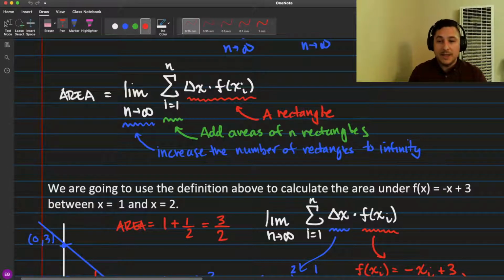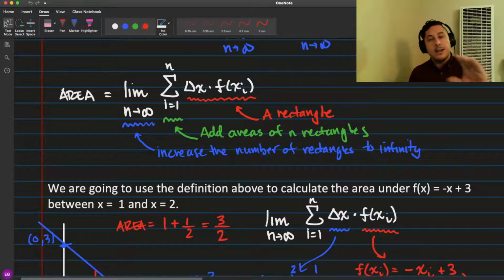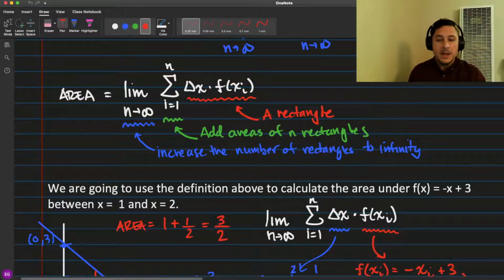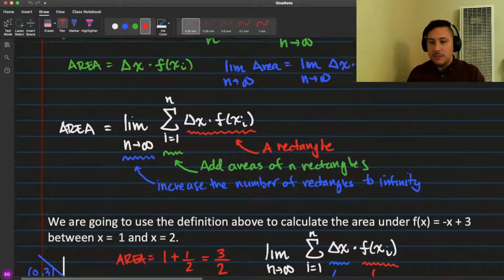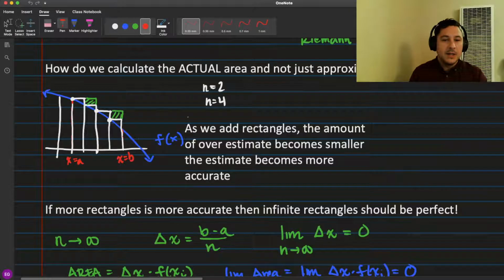We start off with a rectangle that's here in red. There's those rectangles. The sigma here, highlighted in green, says, oh, add up all of those n rectangles. In blue, it's pointing to the limit. The idea is that we're going to increase the number of rectangles to infinity, right? Because what we noticed was as we increased the number of rectangles, our estimate got more accurate. That's what we had right above here.